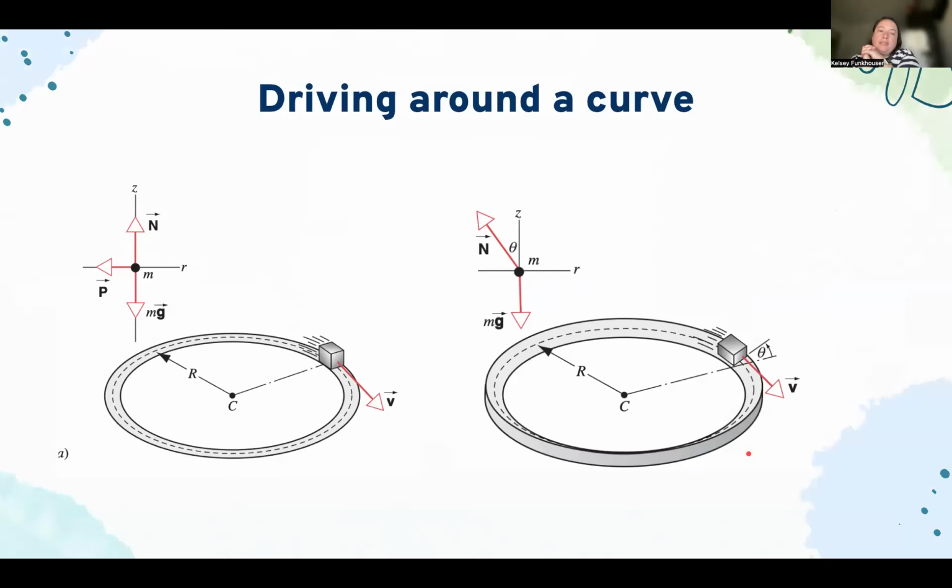Okay, so now this is an example of uniform circular motion that we will work with now, and we're going to do an example in a minute. But it's driving around a curve. So on this side we have what is called an unbanked curve, which just means like a circle, but the road is flat. And that requires a force pointing toward the center of the circle in order for that circular motion to occur.